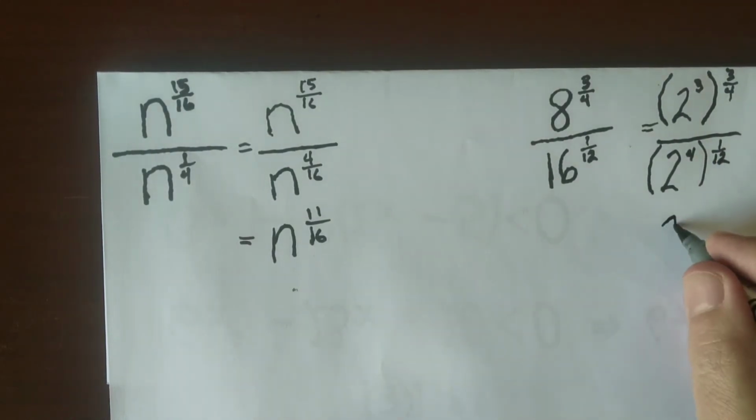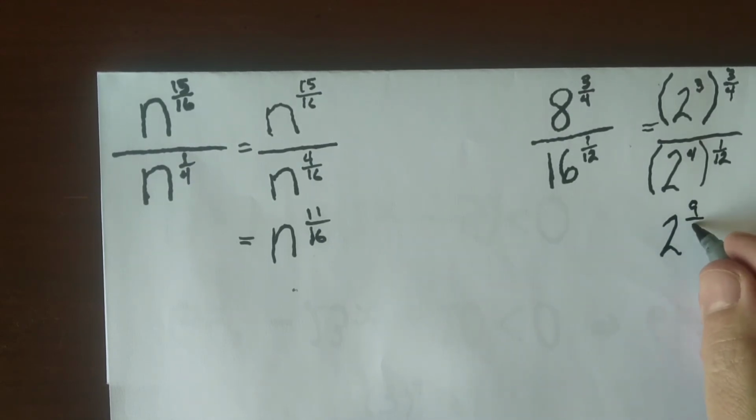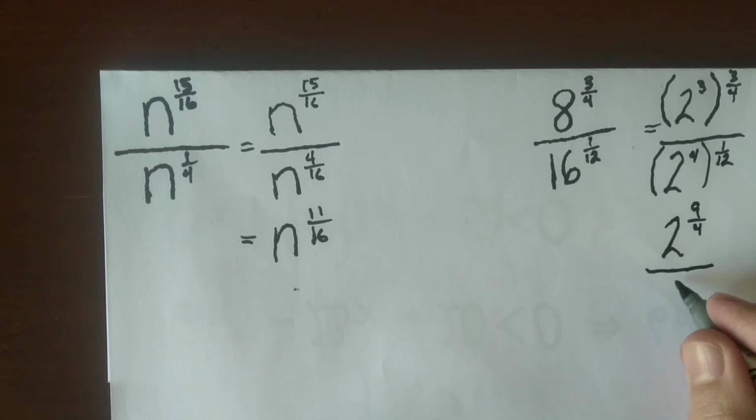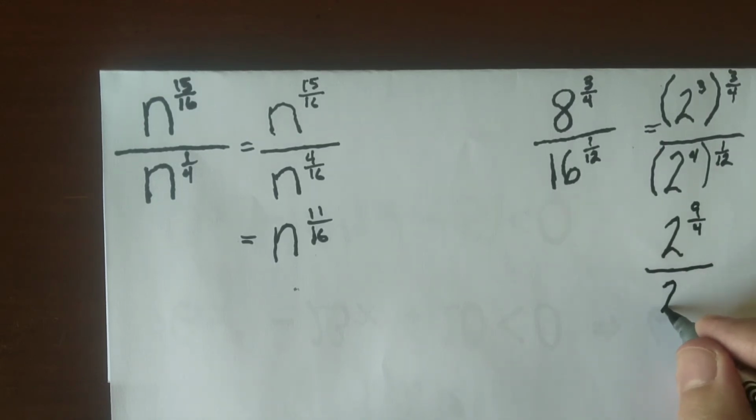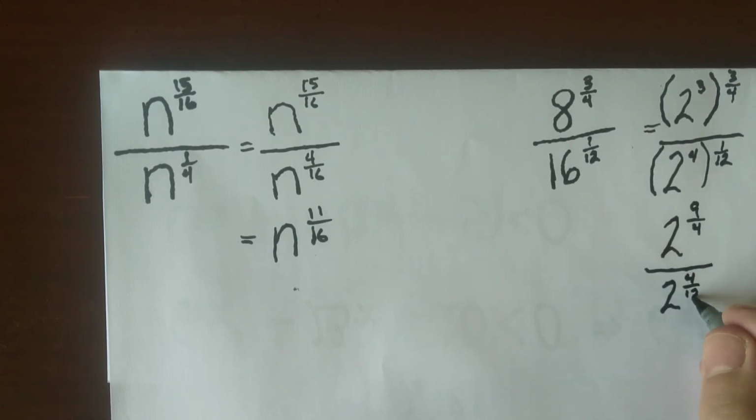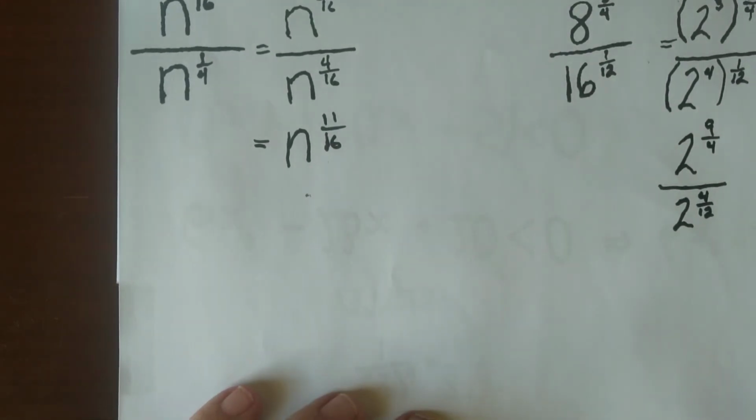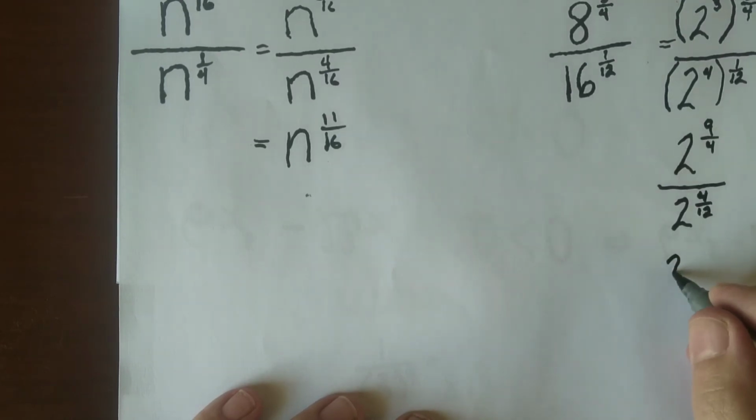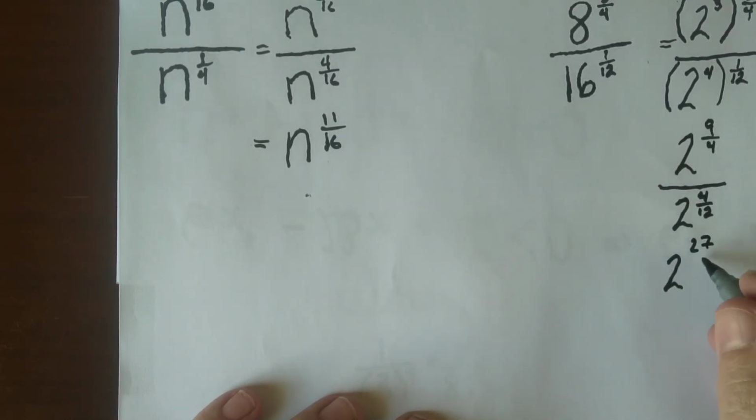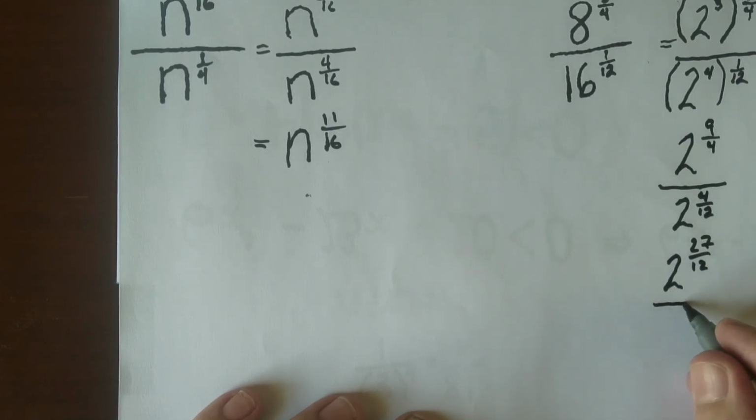So now we have 2 to the 9/4 over 2 to the 4/12. Now the rest, we're just subtracting fractions. We need a common denominator. So now we have 2 to the 27/12 over 2 to the 4/12 equals 2 to the 23/12.